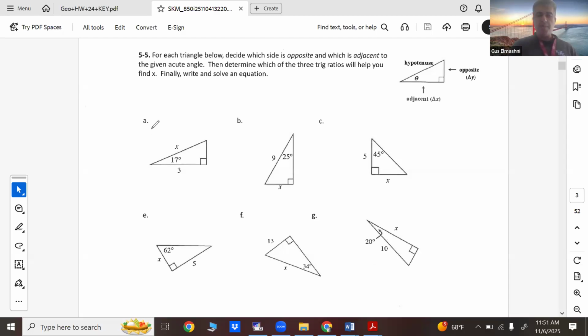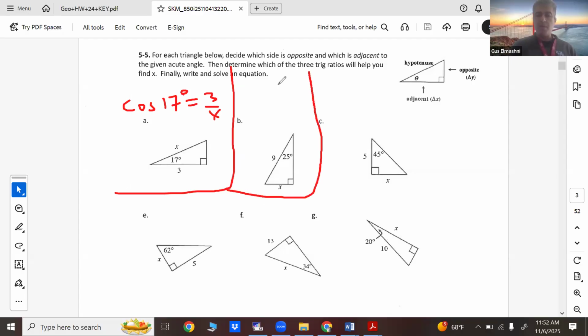So for part A, I'm going to do cosine 17 degrees equals 3 over x. For B, I'm going to do sine. What's the side? Adjacent or hypotenuse? Well, I need to fix that.